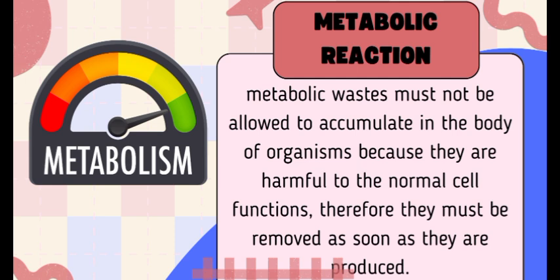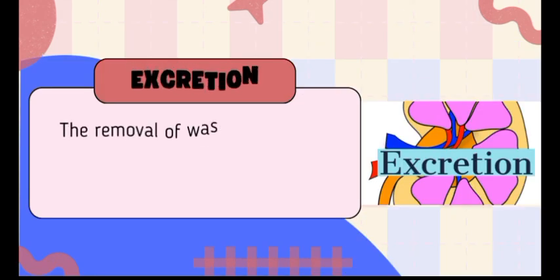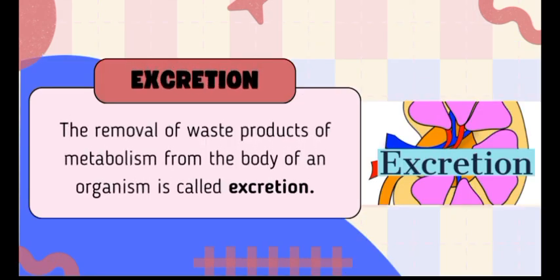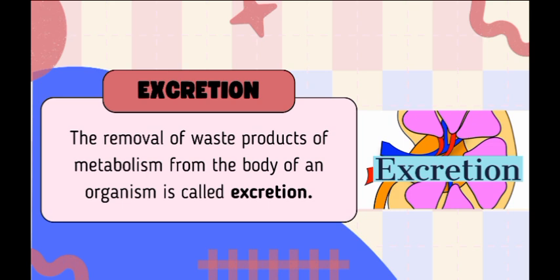In the same way, we have metabolic wastes that should not be allowed to stay in the body, which in other words means they must be excreted. They must be taken away from the body because they are harmful to normal cell functions. So they must be removed as soon as they are produced. The removal of these waste products of metabolism is what we call excretion.